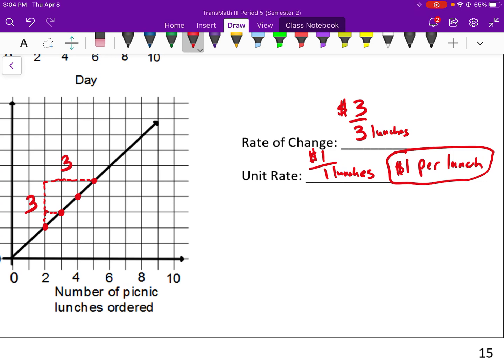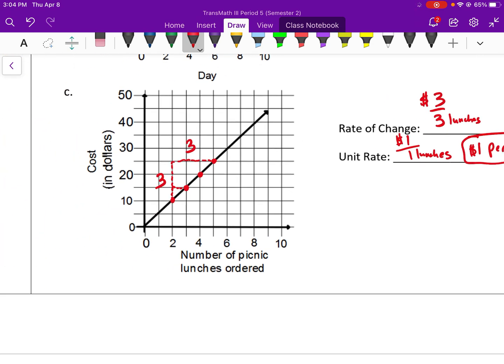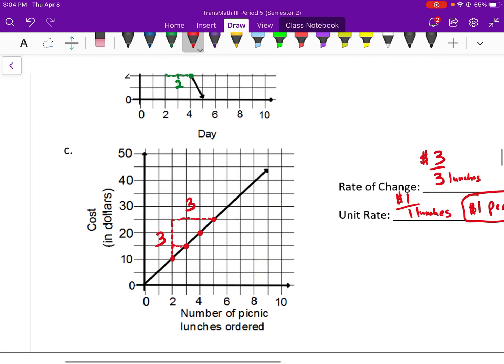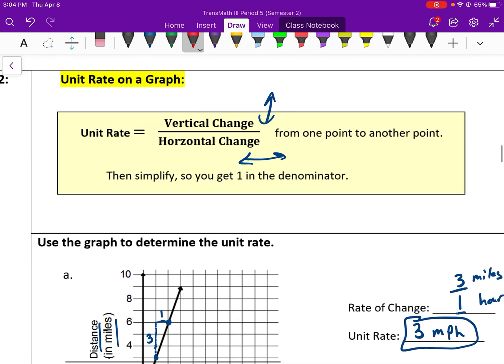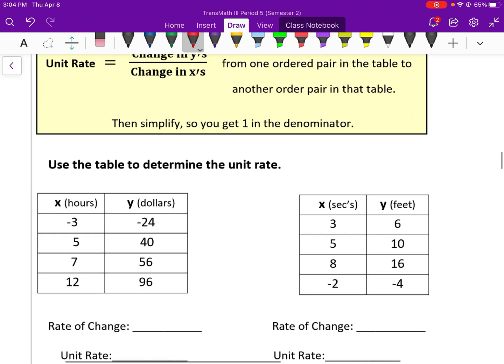$1 for one lunch. That is our unit rate for the cost in lunches. All right, so now unit rate from a table. Again, unit rate is change in y's over change in x's. And if you remember, y's are vertical, x's are horizontal. So the idea is no different than here: vertical change over horizontal change. Now we're just going to use a table.